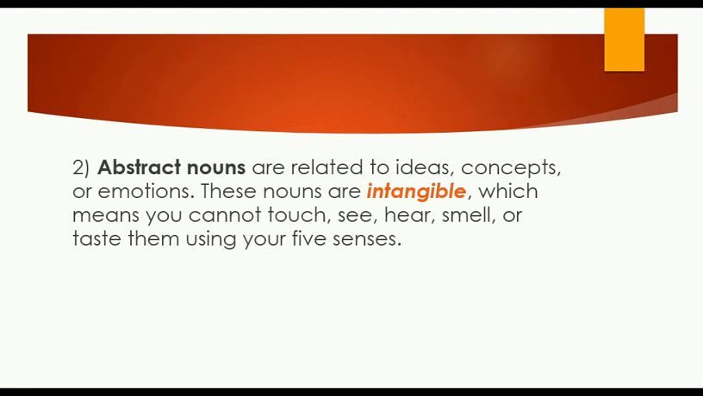And the second type of nouns is abstract nouns. Abstract nouns are related to ideas, concepts, or emotions. These nouns are intangible. What is intangible? What do we mean by this word? Intangible means that we cannot touch, see, hear, smell, or taste these nouns using our 5 senses.